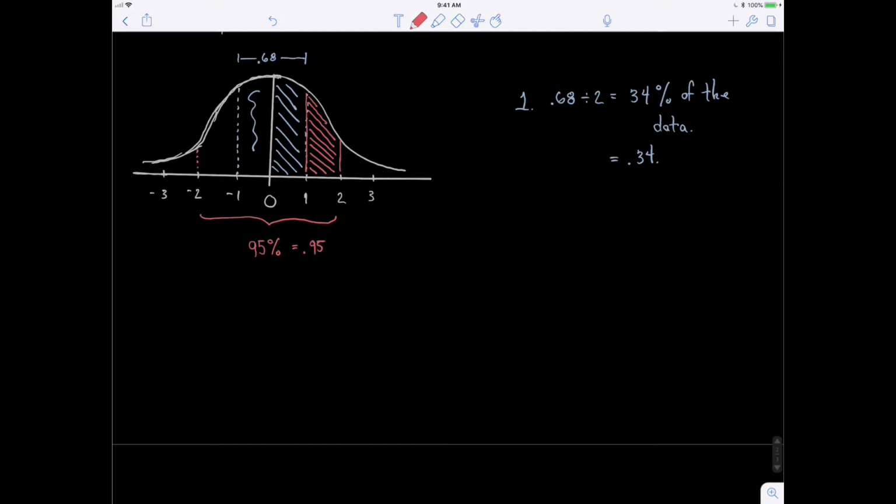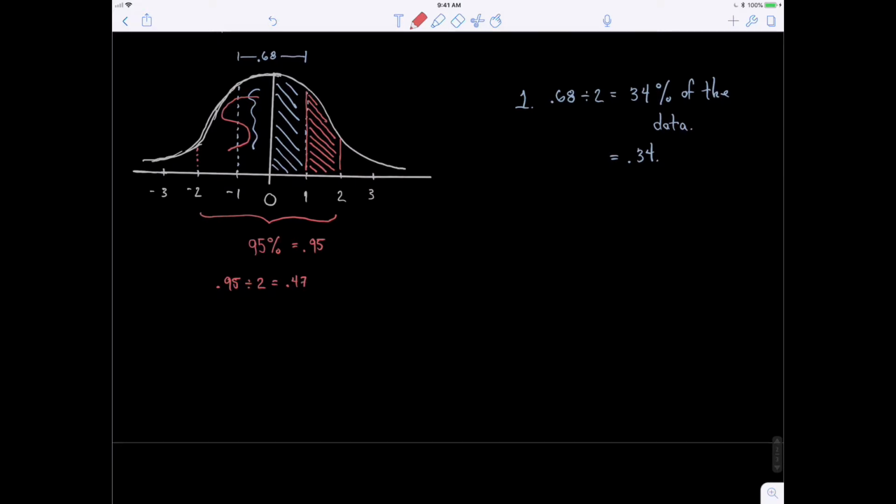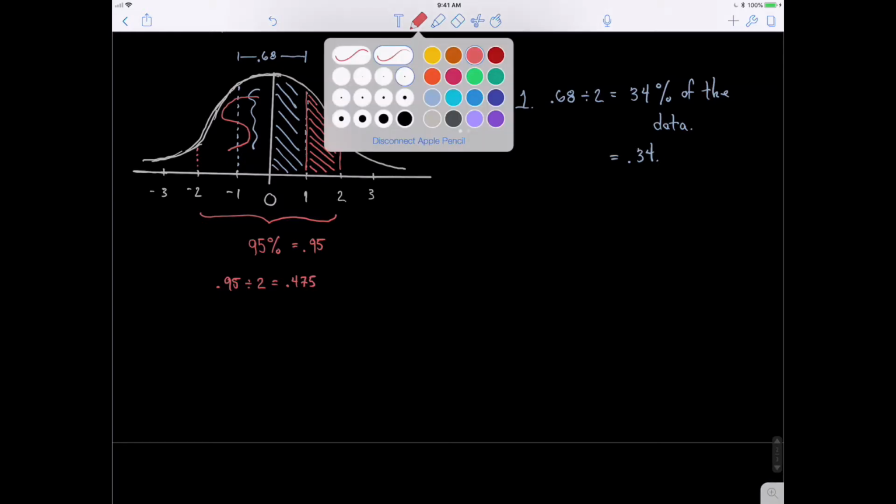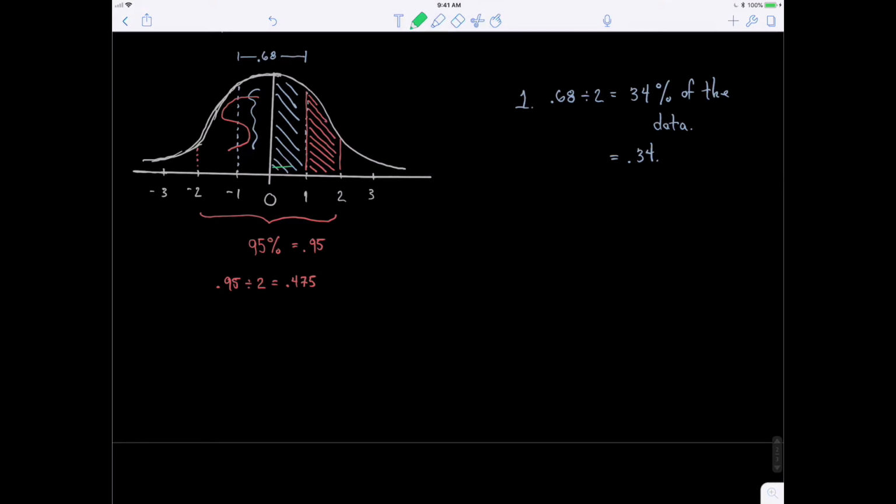Now, this entire left half, I don't need in this problem. I'm only looking at the right half. So let's take the 0.95 and divide that by 2. That gives us 0.475 of the picture. But notice what I've done. I still don't have the answer. What I just did is, from 0 out to 2, this is the 0.475. So the question is, how do I just get the red region that I've shaded?